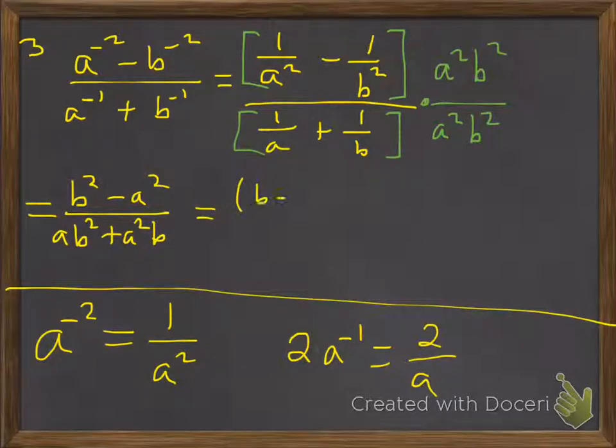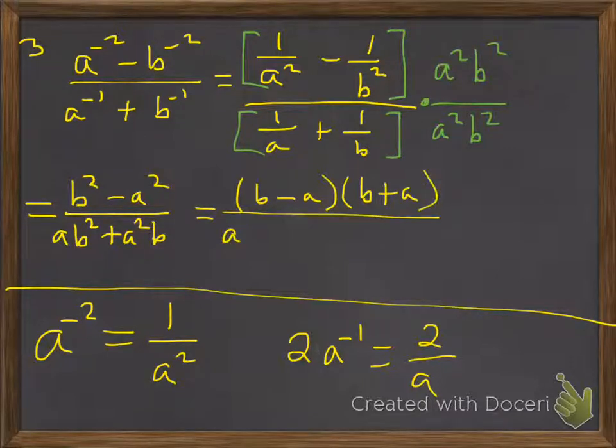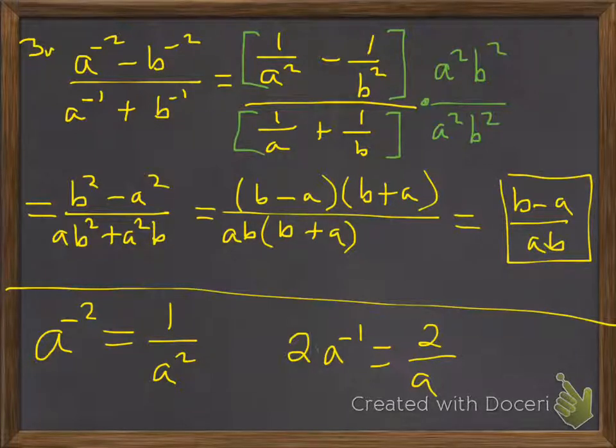The top is a difference of squares, which factors into a minus b, a plus b. The bottom has a GCF of ab, so we factor that out and get b plus a. Common factors of a plus b will divide out, and we're left with a minus b divided by ab.